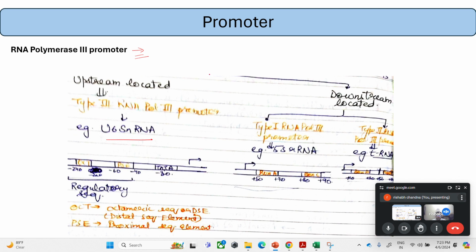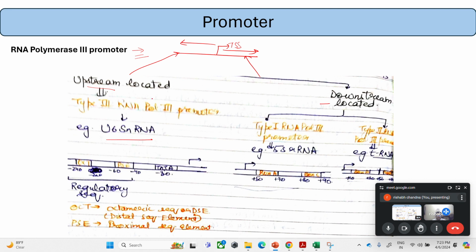So the RNA polymerase 3 promoter is divided into two types. First is the upstream located and the other is the downstream located. This is based upon the transcription start site. So for example, here is the transcription start site. This is the upstream and this is the downstream part. So for this particular thing, it's the upstream located promoter, and for this thing, it's the downstream located promoter.